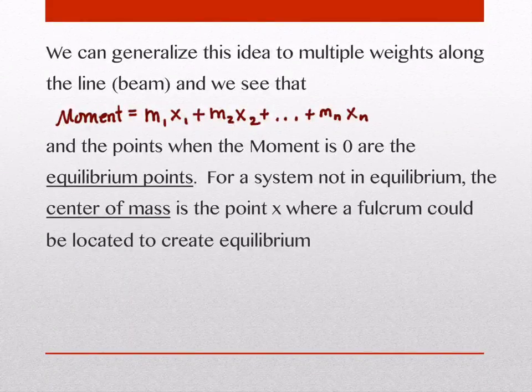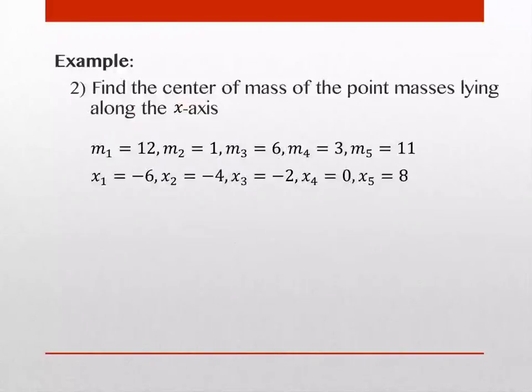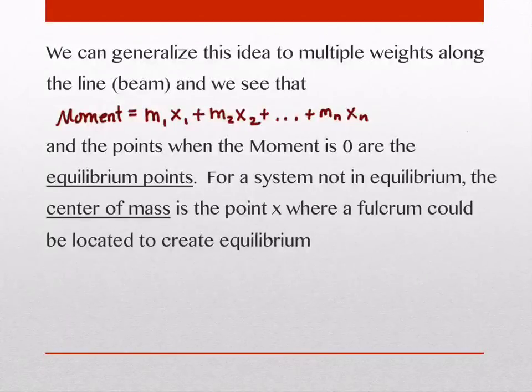Okay? That's what our moment would be. And the moment, the points when the moment is 0 is called the equilibrium points, that balancing point. For a system that is not in equilibrium, the center of mass is the point x where the fulcrum should be located to create equilibrium. Okay, that's what we've been talking about, this idea of creating this equilibrium. So I think it's not written on the next screen, yeah. Let me write it in here as well.